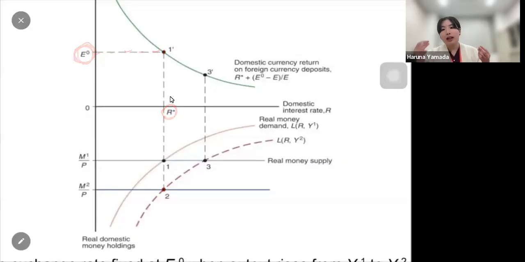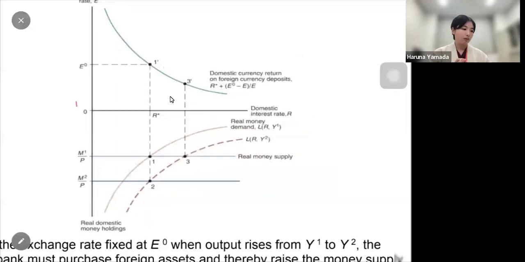So when output rises, central banks intervene by increasing money supply. Then central banks can keep the fixed exchange rate level E0. Okay, this is how the central banks intervene and how the central banks keep the fixed exchange rate system.